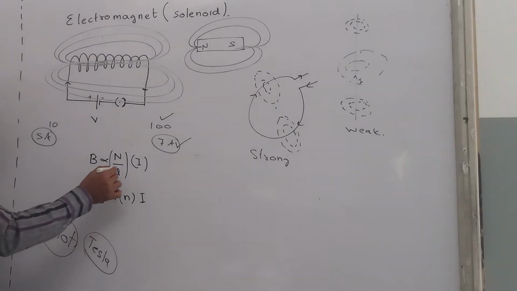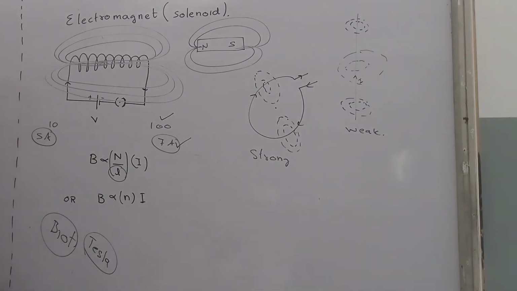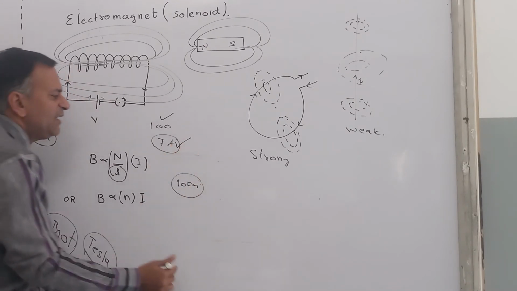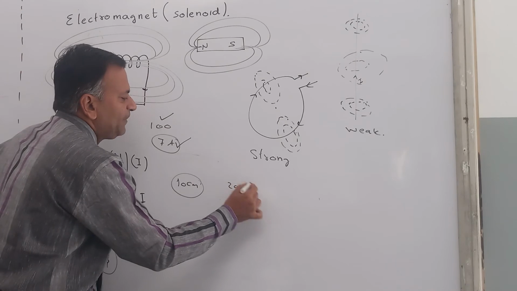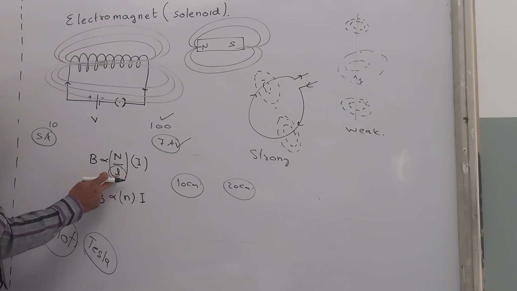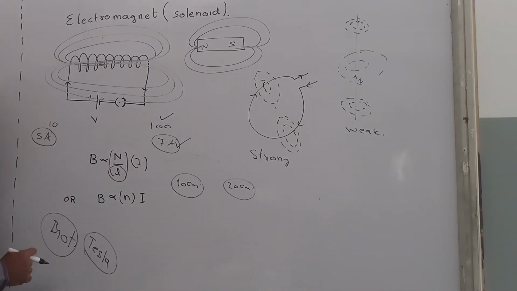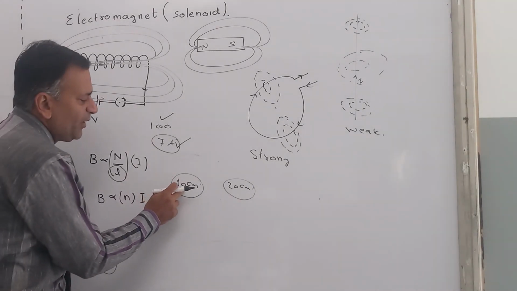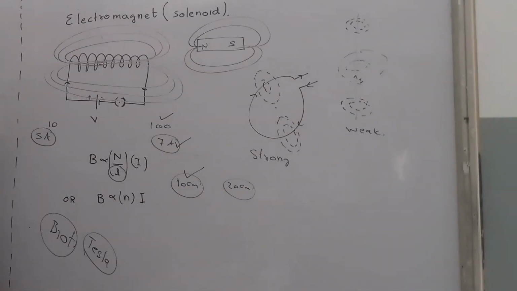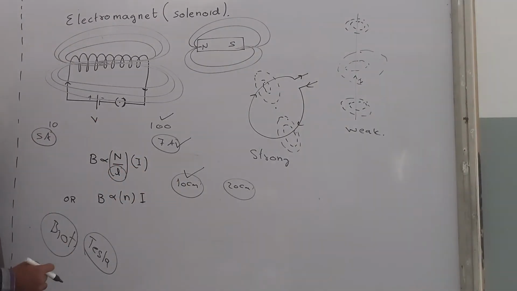And the last factor comes, that is L, the length of the solenoid. So if I have one solenoid of length 10 centimeters and another solenoid of length 20 centimeters, then please look into this. Magnetic field is inversely related to the length. That means the smaller the length, the greater the magnetic field. So out of two solenoids of 10 centimeters and 20 centimeters, the smaller length solenoid will have the greater magnetic field.